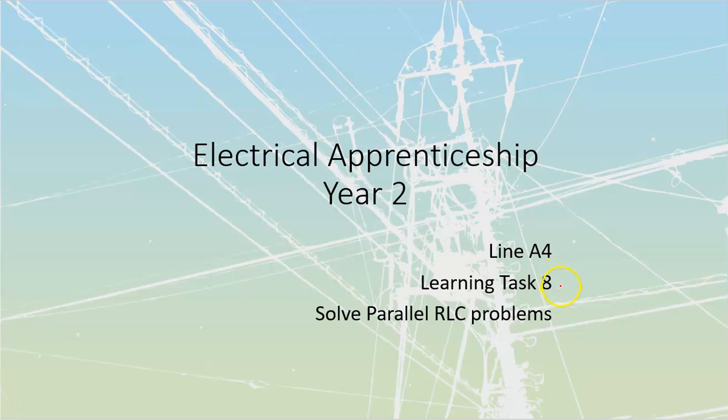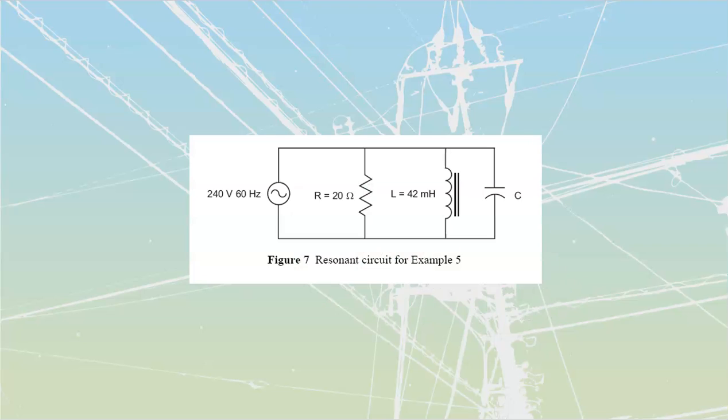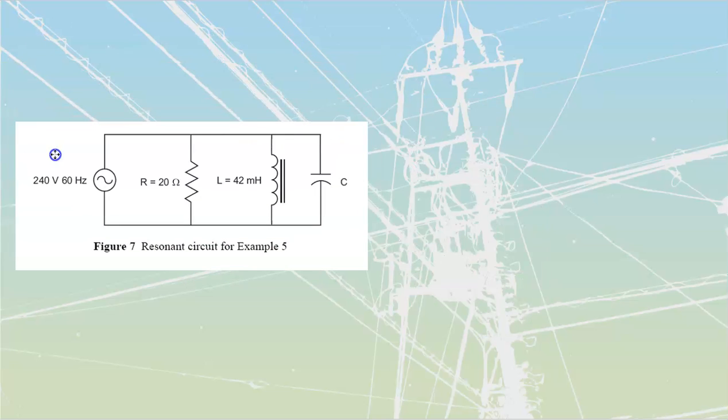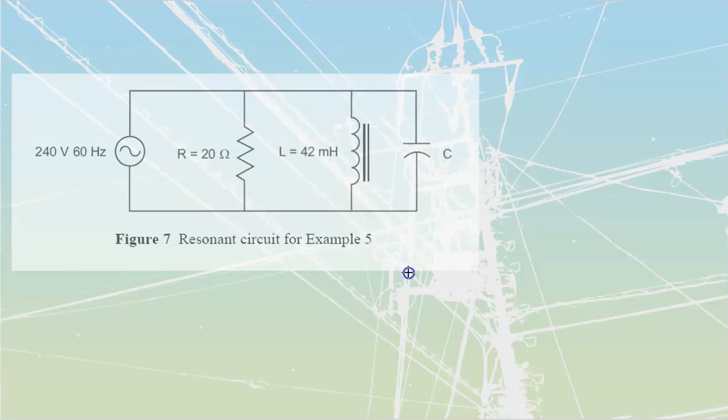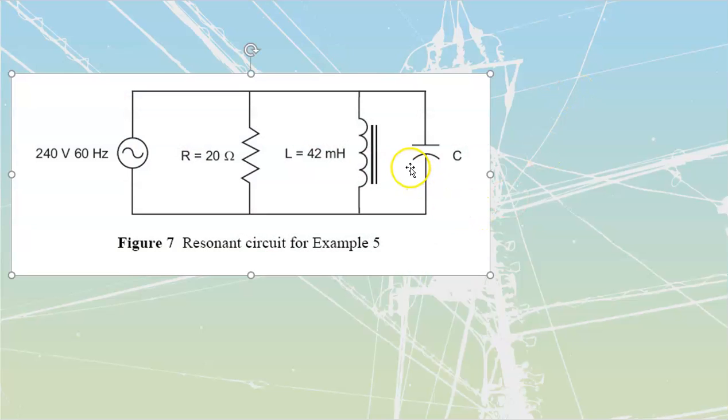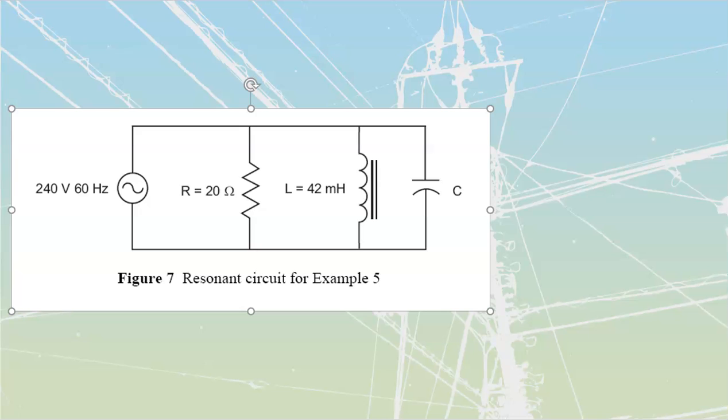Right, line A4, learning task 8D video, where we are now going to deal with our resonant circuit that we have inside of here. Now we've covered parallel RL, we've covered parallel RC, and now what we're going to move on to is an RLC circuit that has resonance happening inside of it. And they've given us a fairly incomplete looking circuit, the whole point being that we should be able to solve for any of the missing values that are part of this.